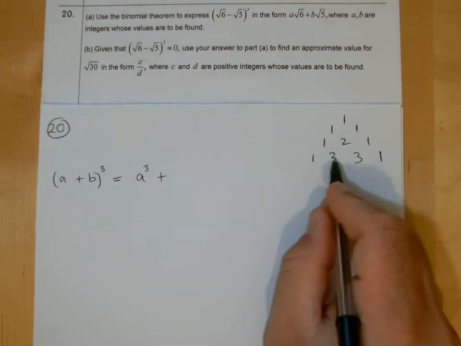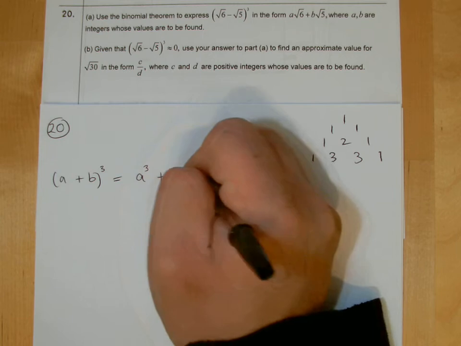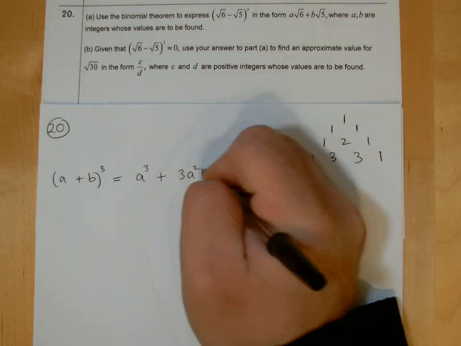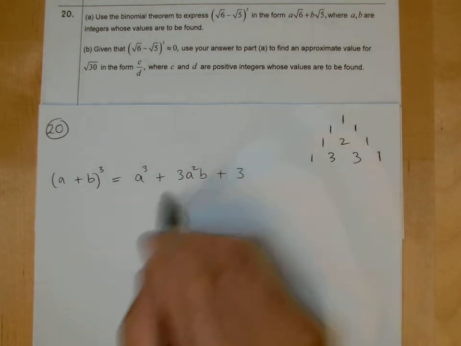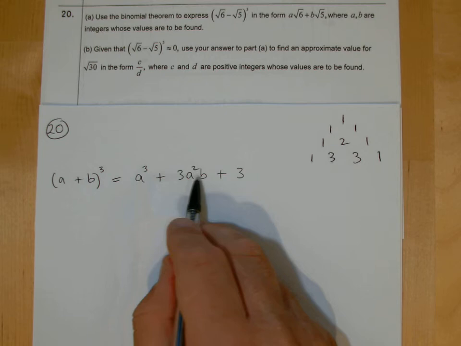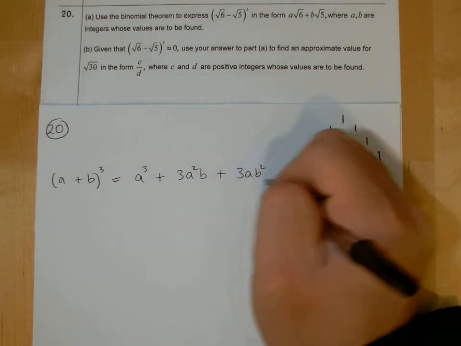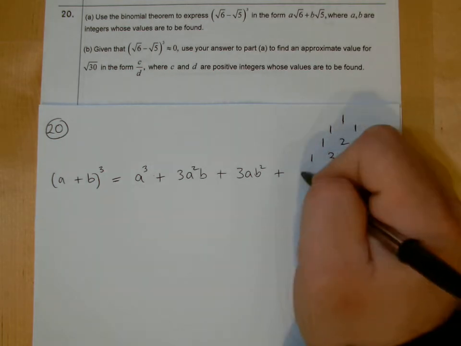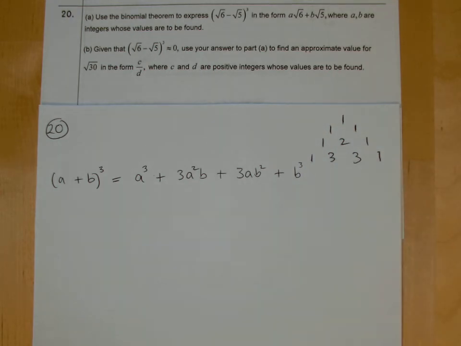Plus then, well, the second coefficient is 3. Remember then you start to reduce the a, so a cubed there, which means you've got a squared there, and increase the b's. So b to the 0 there, b to the 1 here. Plus then the next coefficient, which is 3. A's then, don't forget, a cubed there, a squared there, so you're reducing a, so it's a, and then b squared, you're increasing b's. Plus then at the end, well, the last coefficient is 1, a's to the power 0, so don't write it, b cubed. So there's your general result there.